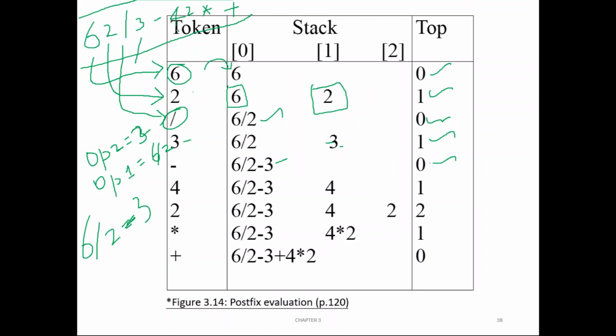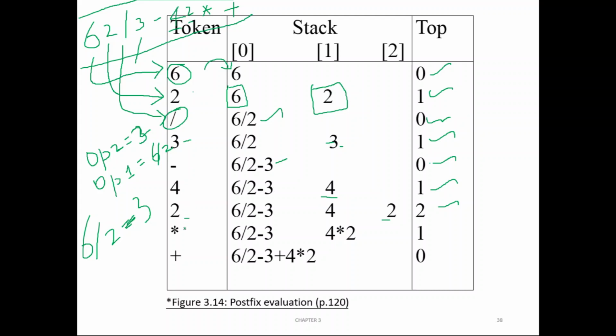Then take the next token. What's the next token? 4. Is it an operator or an operand? It's an operand. Just push it into the stack. It will go to the top, so the top is 1 now. Next, take the next token. What is that? 2. Is it an operator or operand? It's an operand. Just push it into the stack. It will take the next position, so the top of the stack is 2.